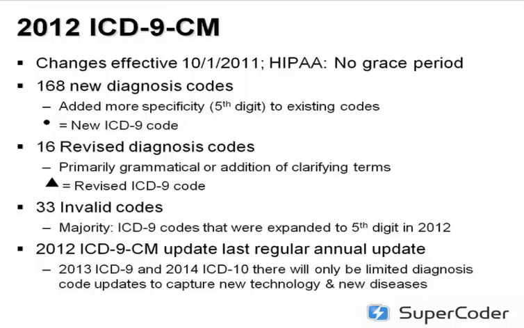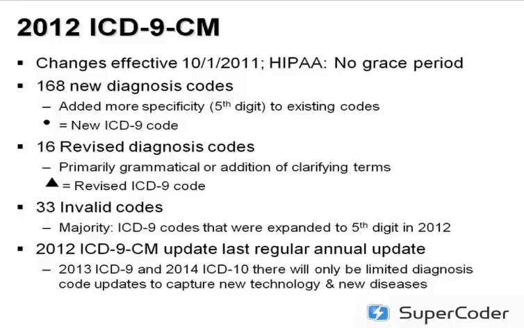But our next update, which will come this coming fall on October 1 of 2012, is going to be a very, very limited diagnosis update, and that's because they're trying to ramp up and have the code sets established for when we transition over in 2013 to ICD-10. It'll truly only include new technology and, more so, new diseases. So if there's a new virus worldwide that we want to be able to capture and track, we may see new codes for that, but this will be our last full update.